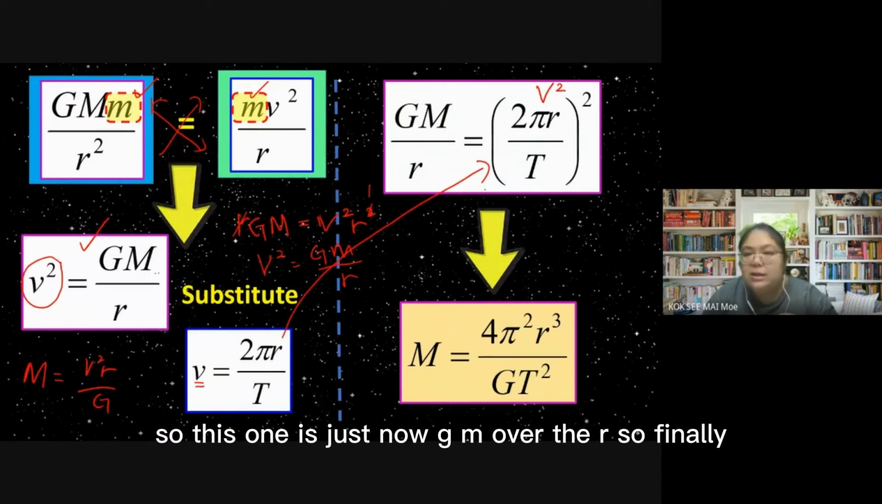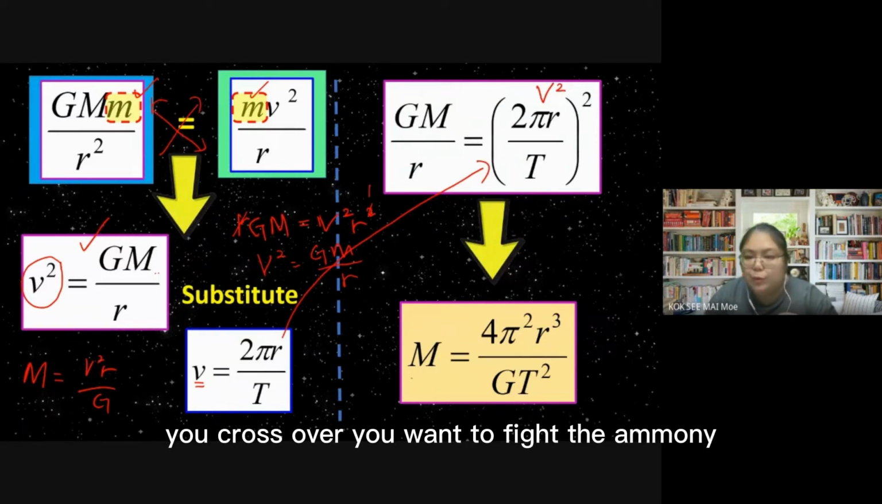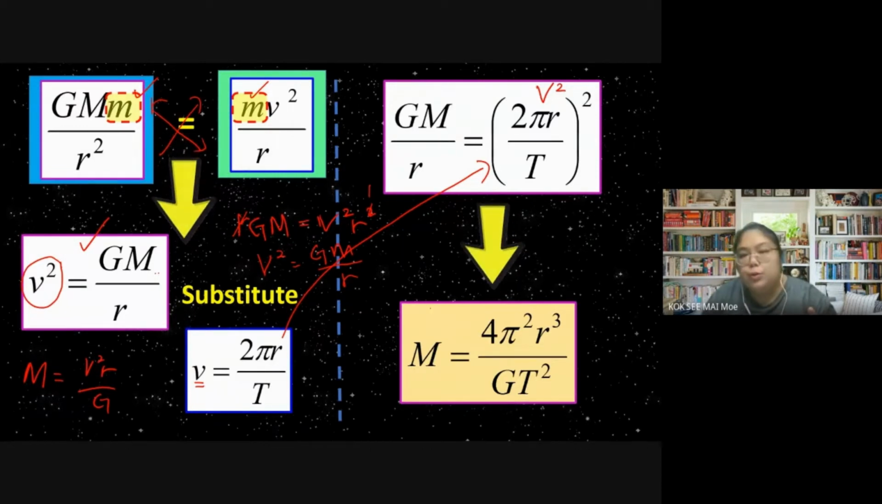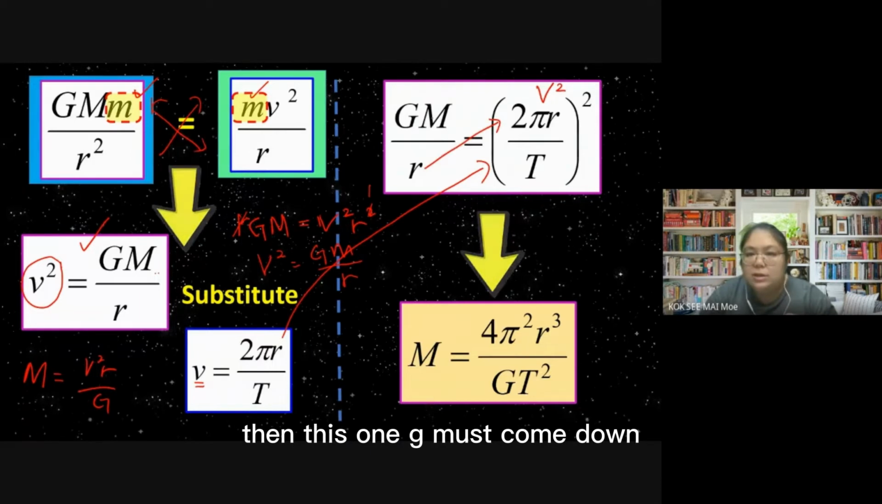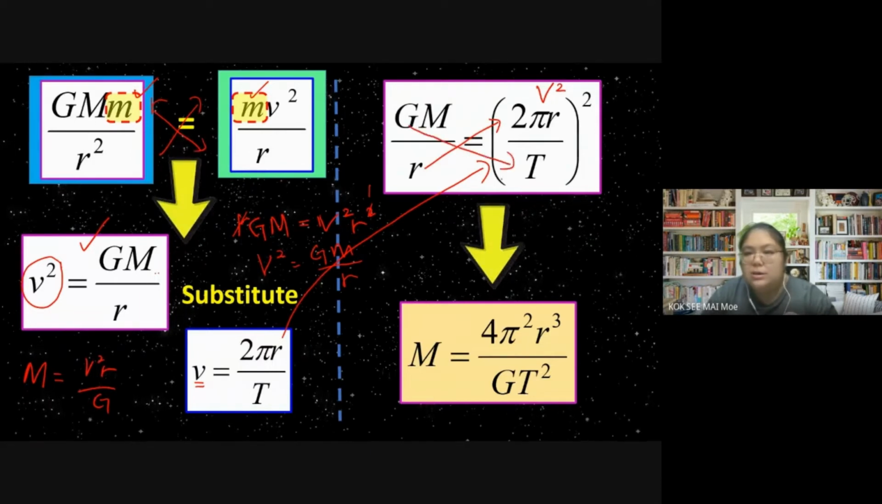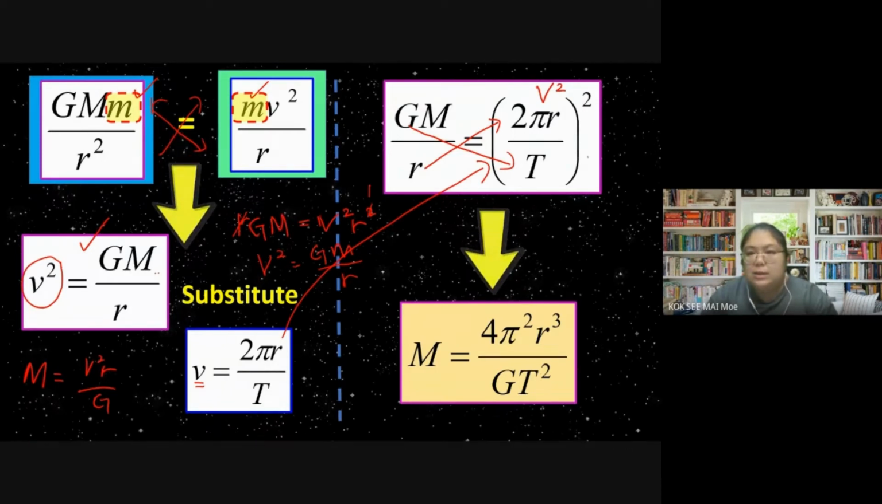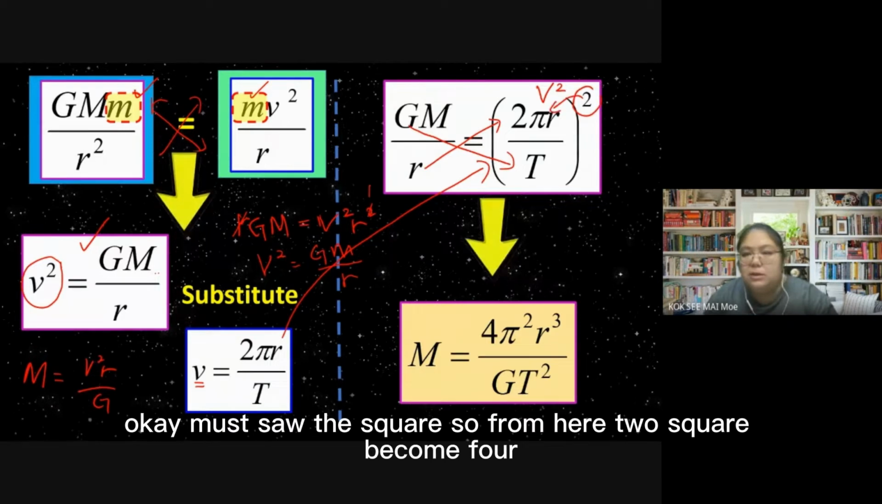So finally, we cross over. You want to find the M only, so you make the M alone. So this r must go up, then this G must come down, so what is left is M. So finally, my formula, the square you just put in. Okay, must solve the square.